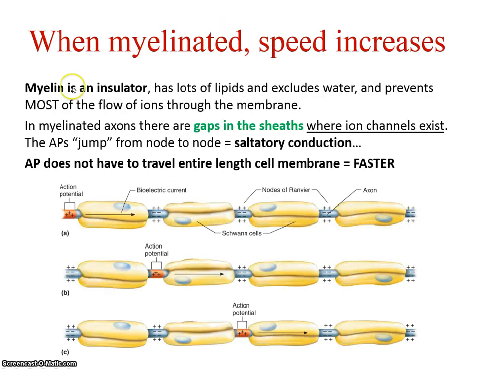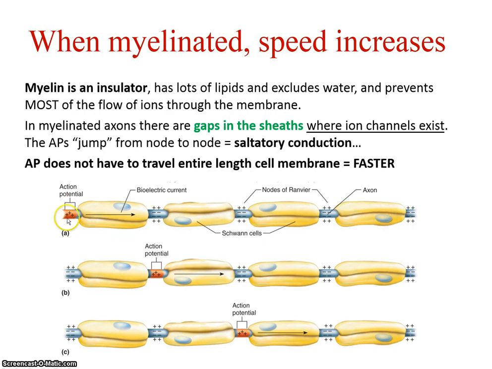Now, if the axon is myelinated, then the change actually only has to occur at the gaps. And by the way, it can't occur where there's myelin because myelin is an insulator. It is preventing a change. So lots of lipids excludes water and prevents most of the flow of ions. So it's an insulator. So if it was a solid block, action potentials wouldn't perpetuate. They wouldn't move down here.